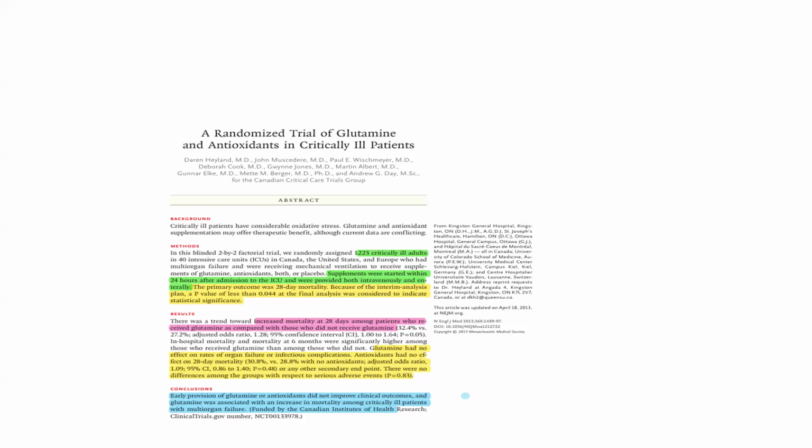Because of the interim analysis plan, a p-value of less than 0.044 at final analysis was considered to indicate statistical significance. Okay, and the result is increased mortality at 28 days among patients who received glutamine as compared to those who did not receive glutamine. So the final conclusion was that the early provision of glutamine or antioxidants did not improve clinical outcomes, and glutamine was associated with increased mortality among critically ill patients with multi-organ failure.